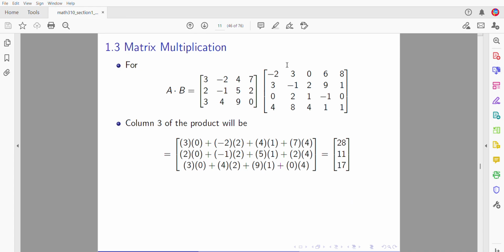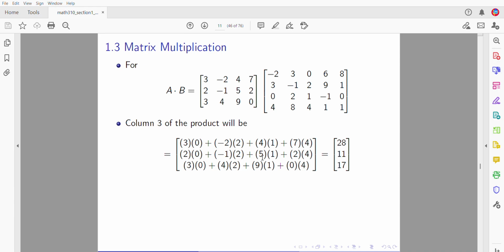Go across, go down. 3 times 0 plus negative 2 times 2 plus 4 times 1 plus 7 times 4. That was row 1. Row 2. 2 times 0 plus negative 1 times 2 plus 5 times 1 plus 2 times 4.